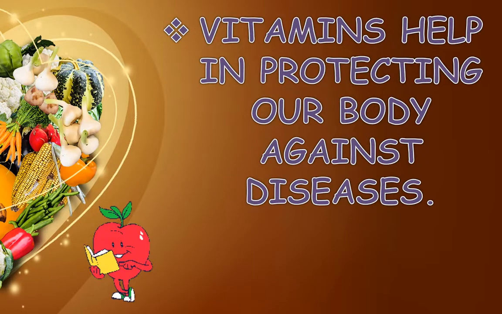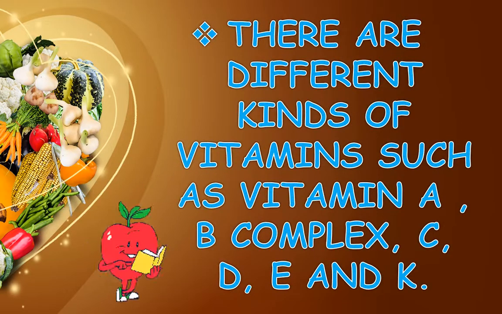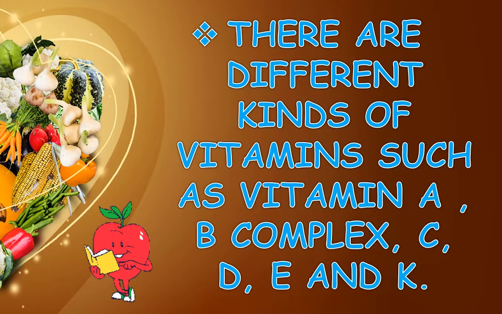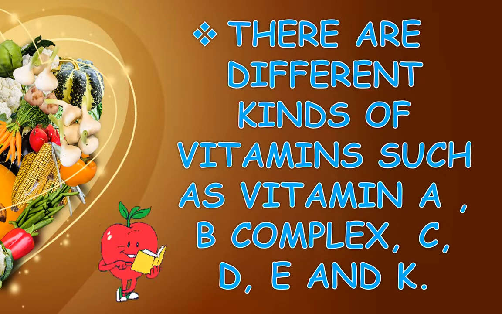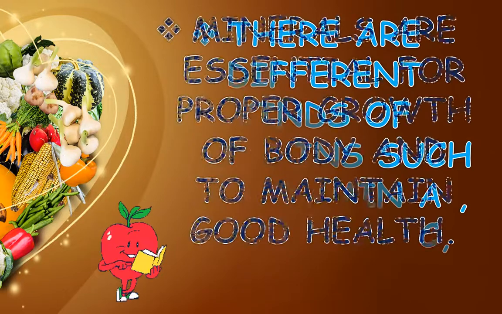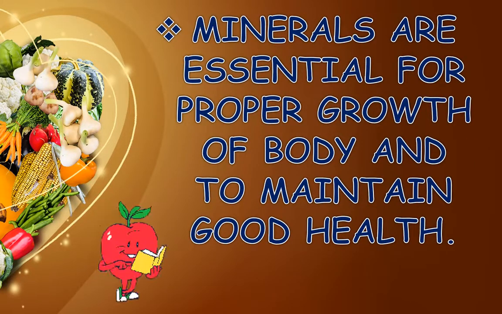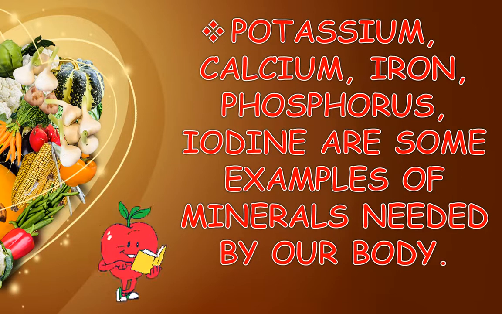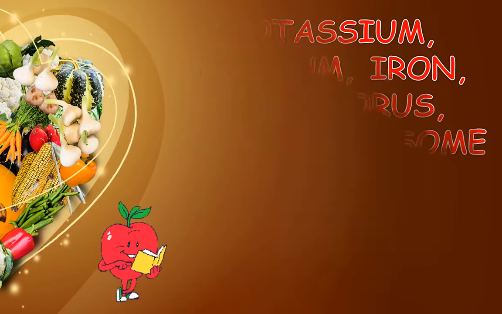Vitamins help in protecting our body against diseases. There are different kinds of vitamins such as vitamin A, B complex, C, D, E and K. Minerals are essential for proper growth of the body and to maintain good health. Potassium, calcium, iron, phosphorus, iodine are some examples of minerals needed by our body.